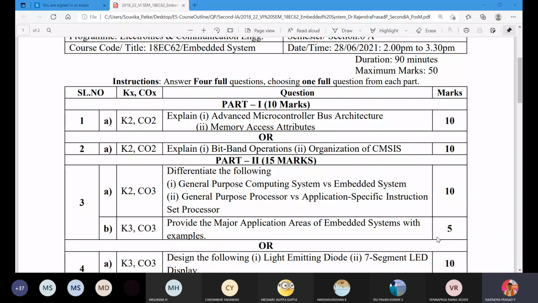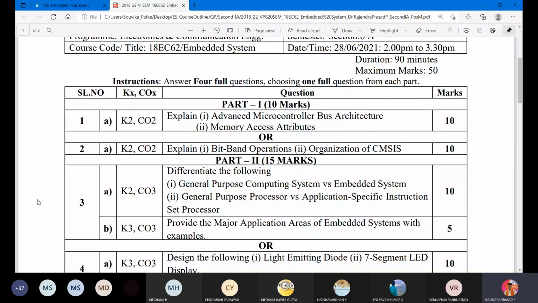I hope over the period of time you will understand that, particularly because this is the first time you are observing me, so you will have a fair idea. In the second IA, what I am expecting, or what PTU is expecting, is that content written in the answer sheet. I am hoping so.